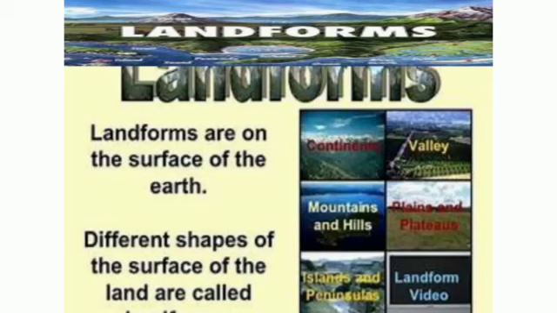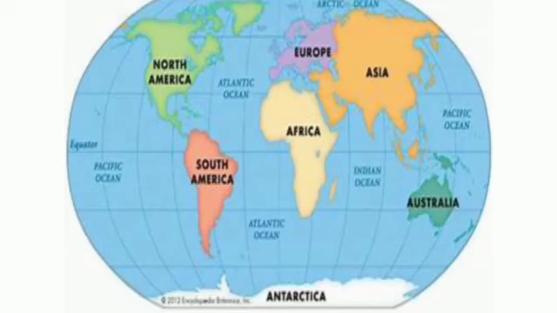Landforms. Landforms are on the surface of the Earth. The surface of the Earth is made up of land and water. About 3/4 of the Earth is covered with water, while the remaining is covered with large land masses which are known as continents. There are 7 continents in the world, which are North America, South America, Africa, Europe, Asia, Australia and Antarctica. Fun fact: Asia is the largest continent and Australia is the smallest, and Africa is also known as the Black Continent.